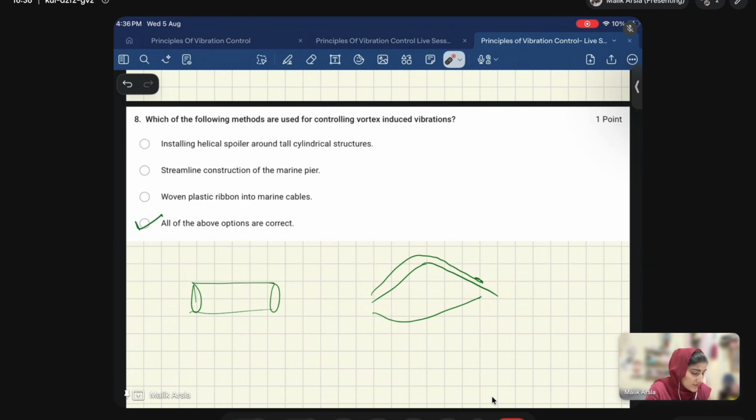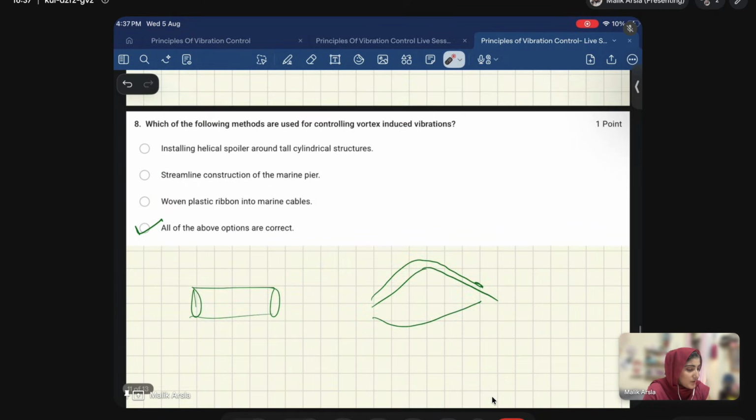And just like the helical spoilers are used for tall cylindrical structures, similarly in marine applications, we are using woven plastic ribbons on the marine cables, so that in the water, in a similar way, the formation of vortices is reduced. So all of these options are correct.